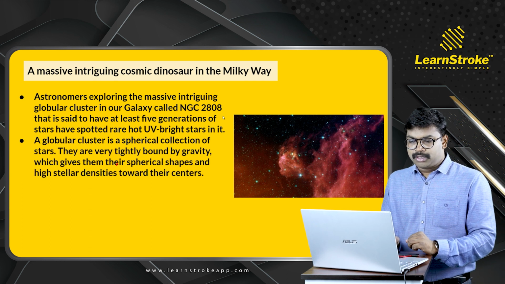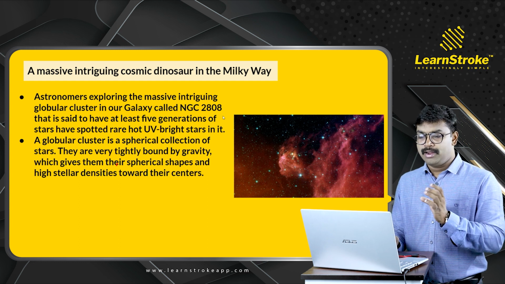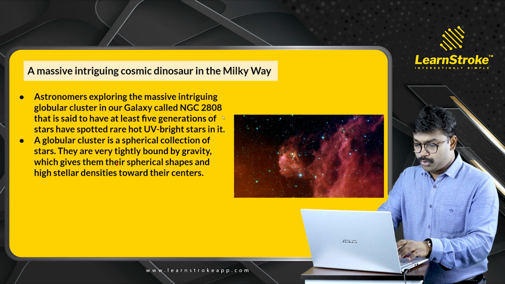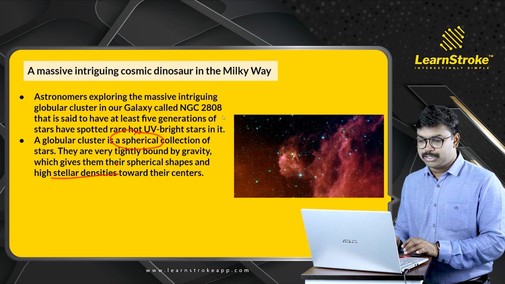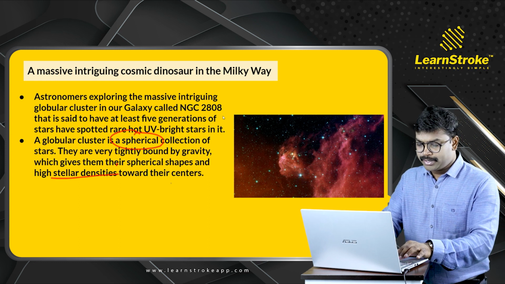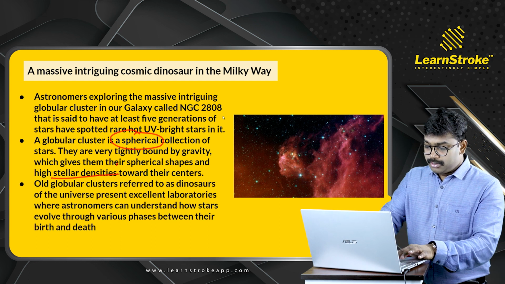And what do you mean by globular cluster? Globular cluster, as I said, is a spherical collection of stars, and that is why they have very high, you can just see they are basically spherical and they have high stellar densities towards their centers. That is the point that we made. And then we have the key point.